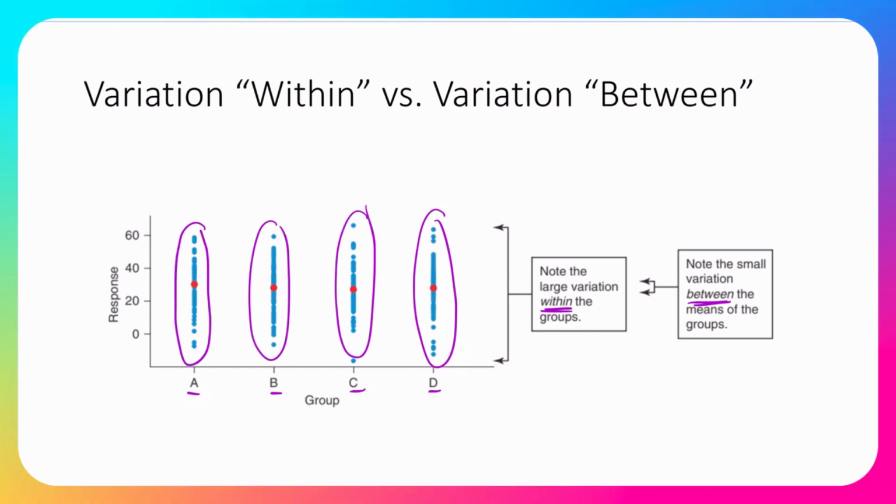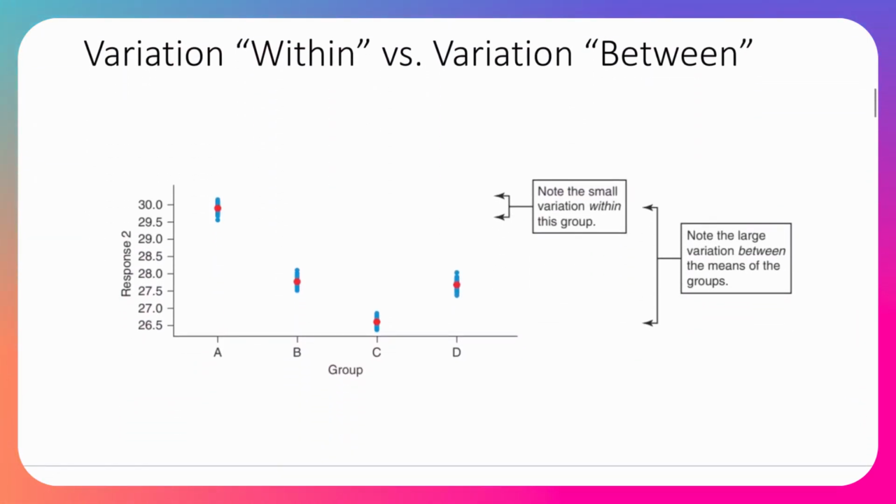Okay, let's contrast that with this picture. Here, again, we have four groups, Group A, Group B, Group C, Group D, and again, we're looking at response to a stimulus. Now, if I asked you, does it look like the groups are different? Are there significant differences between the groups? I think most of you would say yes. The groups seem to be very different.